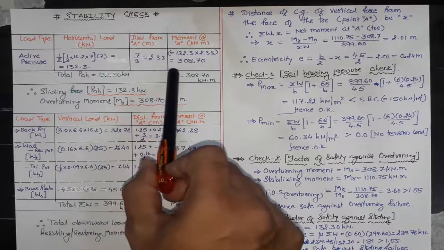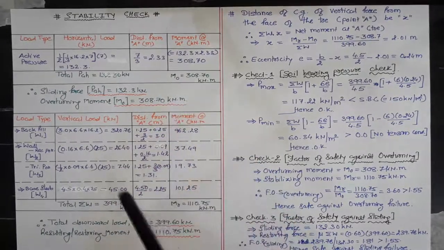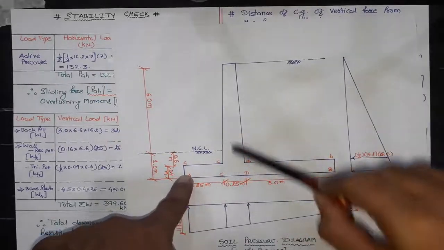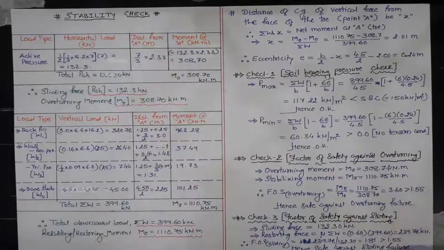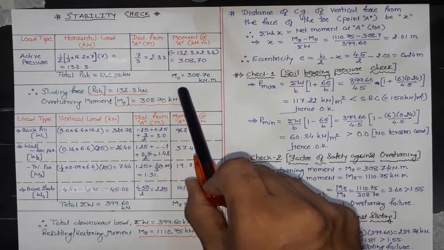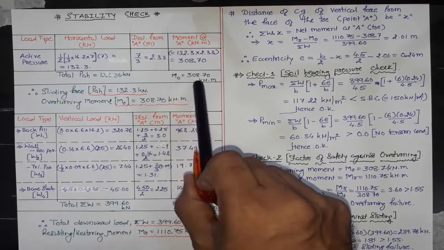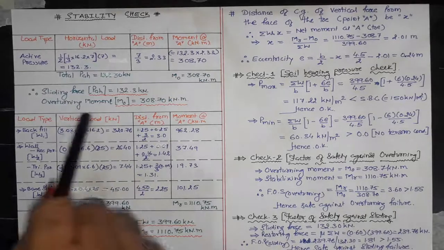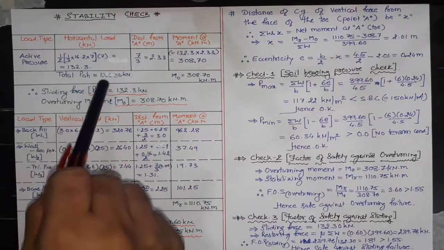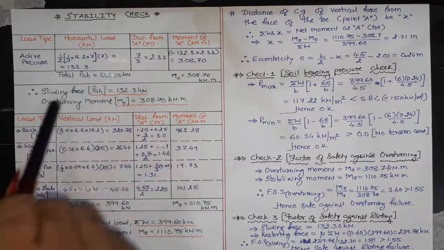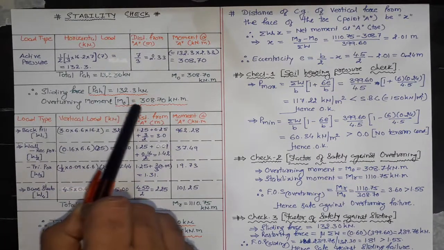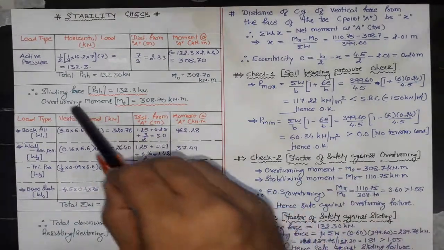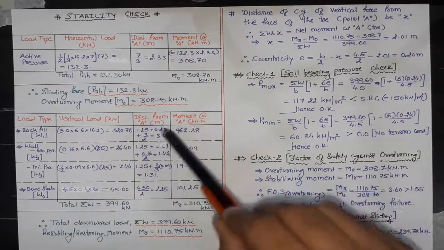Multiplication of these 2 values gives the moment about point A. The force is acting like this. This moment will be in anti-clockwise direction. The value of this anti-clockwise moment, also known as moment for overturning, is 308.70 kilonewton meter. Therefore, we can say that the sliding force PAH will be equal to 132.20 kilonewton and overturning moment MO is 308.70 kilonewton meter. Now, let's tabulate the gravity load acting on the retaining wall.